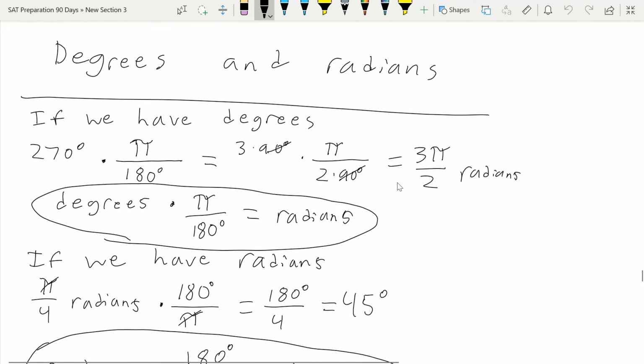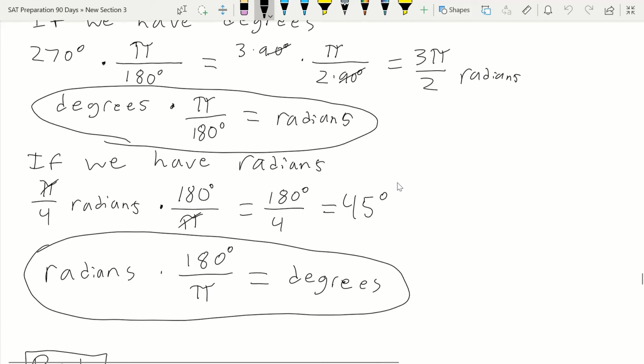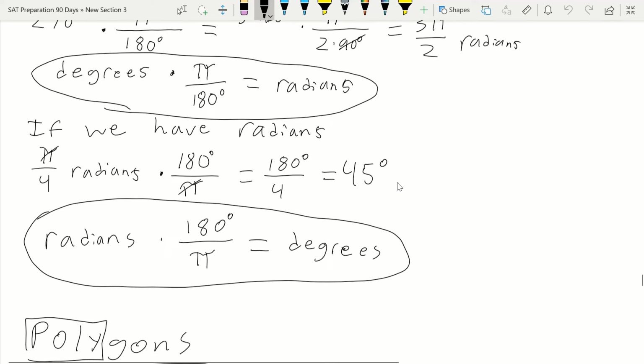All right, next thing we covered is degrees and radians. If we're given degrees and we want to convert to radians, we know that we have to multiply by pi over 180 because pi radians equals 180 degrees. Likewise, if we were given radians and we wanted to convert to degrees, then we have to do our radians times 180 degrees over pi radians. So make sure you understand both of those. Once again, I'm going to give you about 15 seconds to make sure you understand those before we move on.